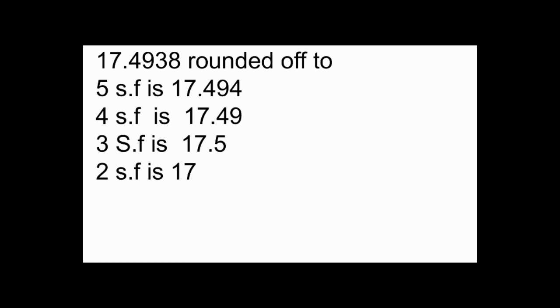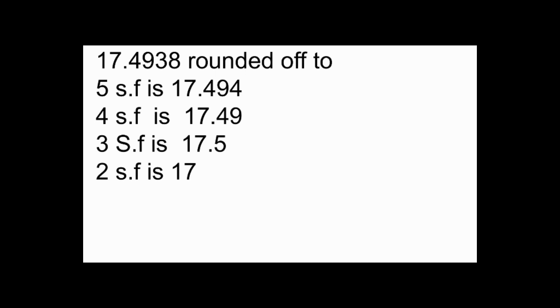Now let's look at 17.4938 rounded off to 5 significant figures. Now, we first count starting from digit 1. Then 7 is 2, 3, 4, 5. The 5th digit is 3, but the number following it is an 8. So that 8 can round off 3 to a 4. Therefore, into 5 significant figures, that number will be 17.494.